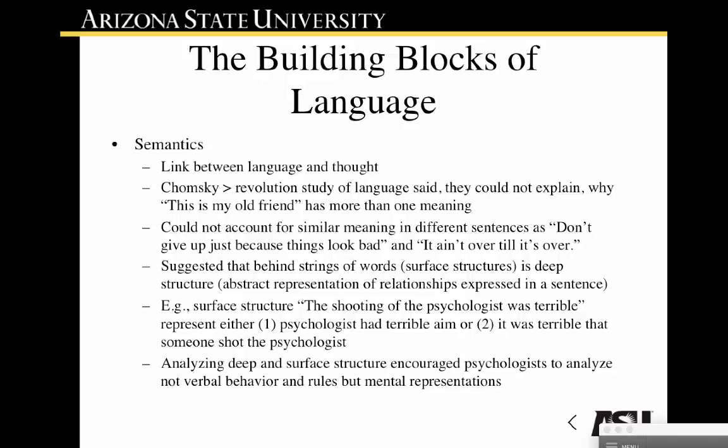So for example, the surface structure, the shooting of the psychologist was terrible, represents one of two things. Either the psychologist had a terrible aim, right? Or it was terrible that someone shot the psychologist. Those are two different meanings and the same set of words.